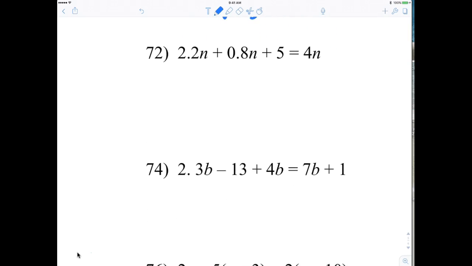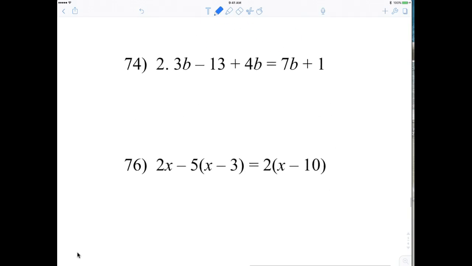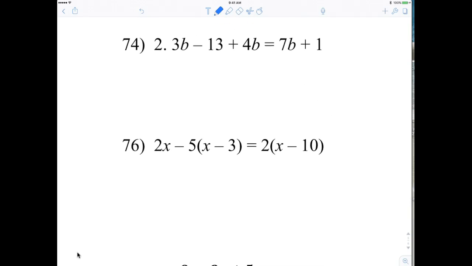All right? Now, here, nothing hard. 2.2 plus 0.8 is what? Yeah, 3n plus 5 equals 4n. You should be able to just look at that and say what? n equals 5. Any questions? I agree. Very easy. All right. Let's go with 74.